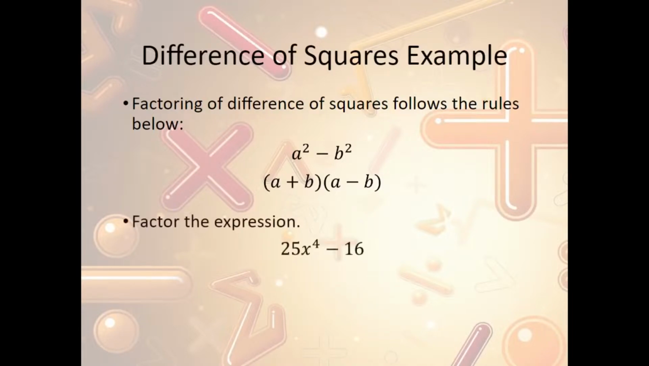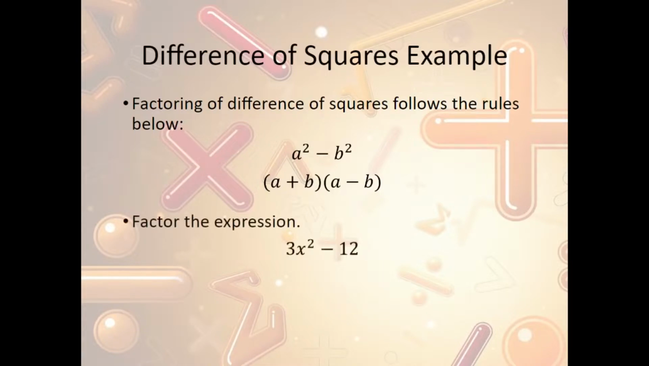So look at another example. 25x to the 4th minus 16. Well, we have a power of 4 here, but is that still a perfect square? Well, we know 25 is a perfect square, and then x to the 4th is really x squared squared. So we can go ahead and enter that in. So this is 5x squared plus 4 times 5x squared minus 4. And that would be our difference of squares.